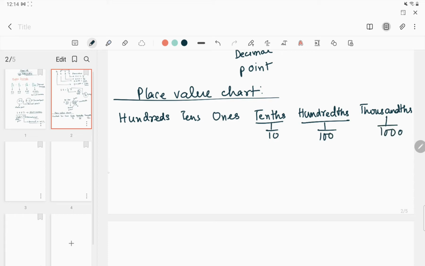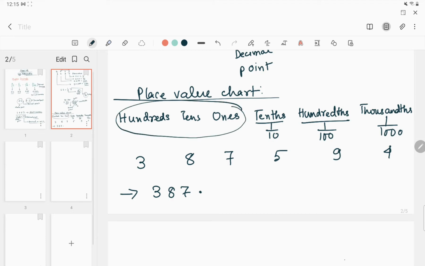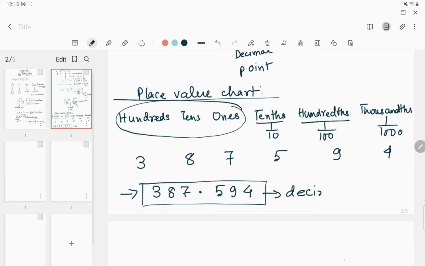Okay. So if I write any number, suppose 3, 8, 7, 5, 9, 4, it means the number will be 387 point 594, because this part is known as the whole part. Then a point will come. This is the decimal point, and after the decimal point, the numbers 5, 9, 4 will come. These parts will be called decimal parts. So this is the decimal number. Wholly it is known as decimal numbers.